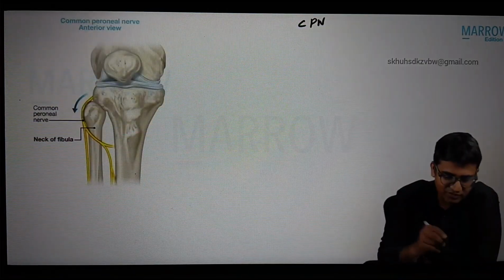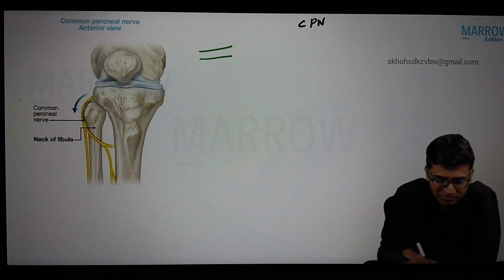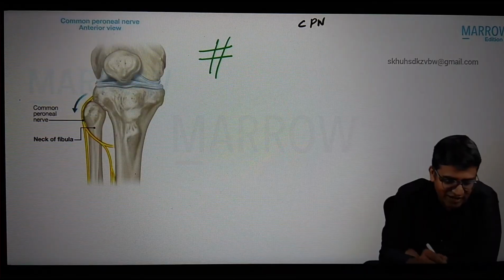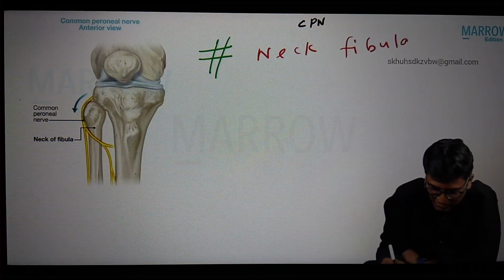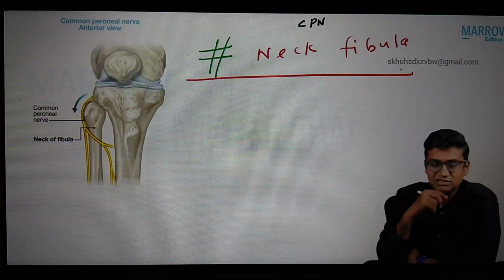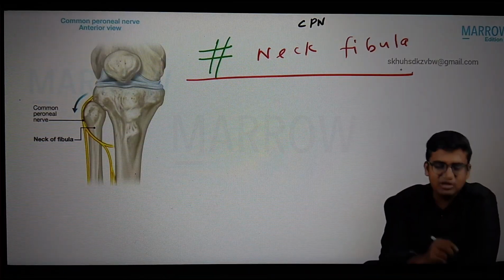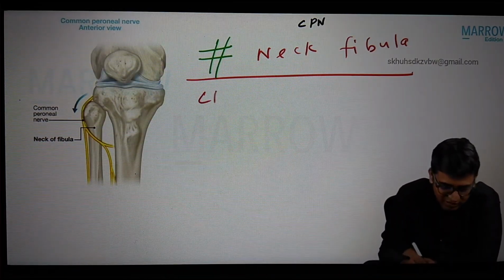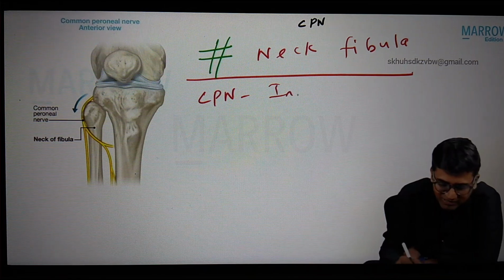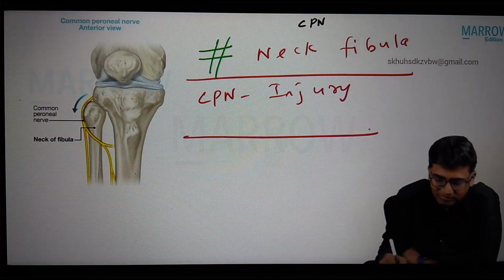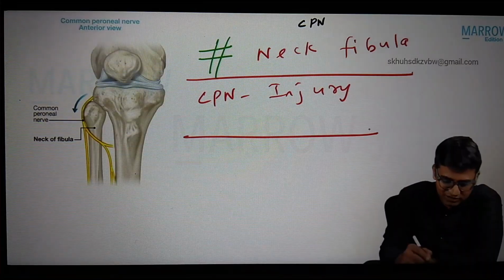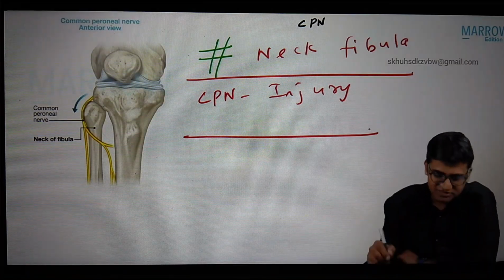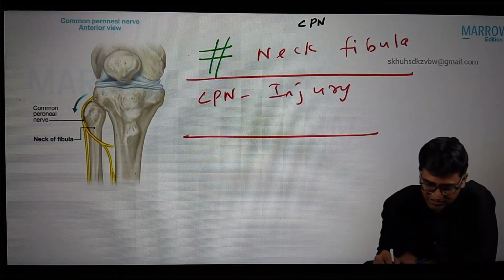Okay, next one. Now we're going to see some applied anatomy. The patient is having a fracture of the neck of the fibula. In the case of fracture of the neck of the fibula, common peroneal nerve injury will be there. So now, what are the muscles paralyzed? What are the movements lost in this condition?